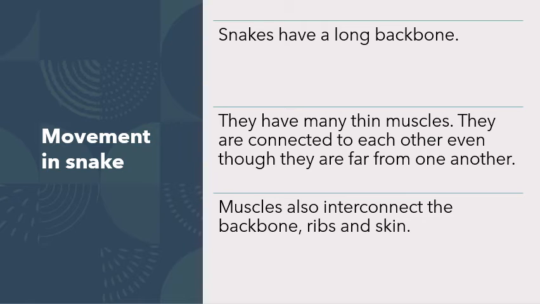Snakes have a long backbone. We have a backbone, right? Just like that, even snakes have a long backbone. They have many thin muscles. The muscles in the body of the snake are connected to each other even though they are far from one another. Muscles also interconnect the backbone, ribs and the skin. It's like a pipe, where the backbone, the ribs and the skin are all connected.